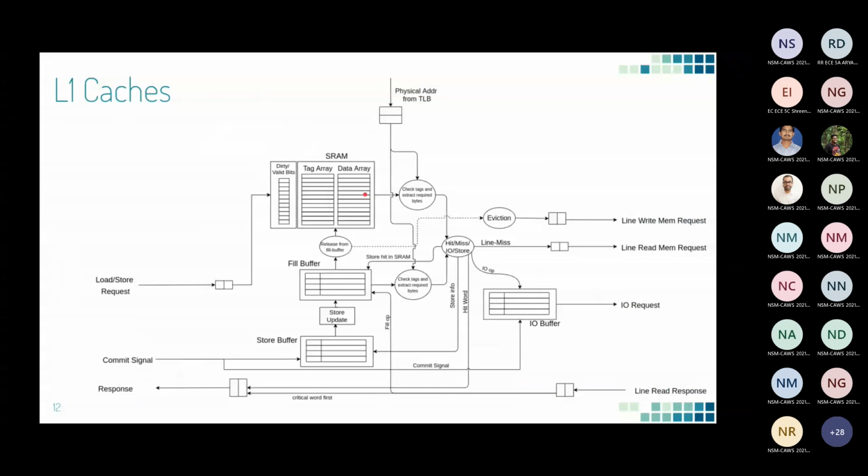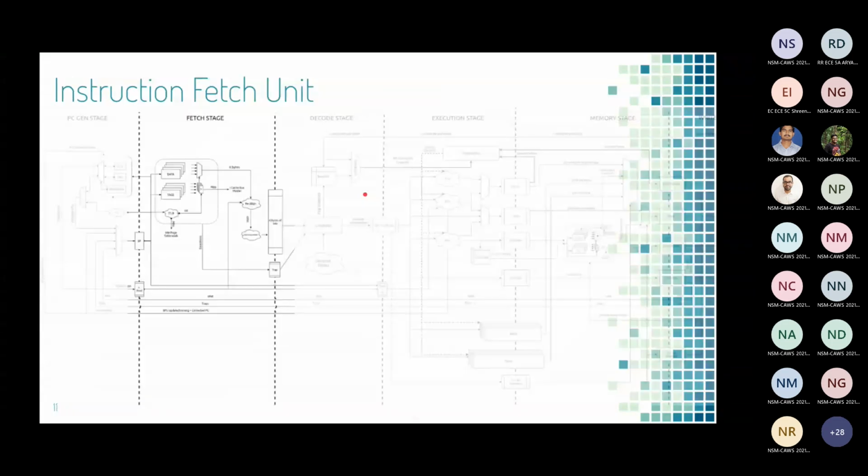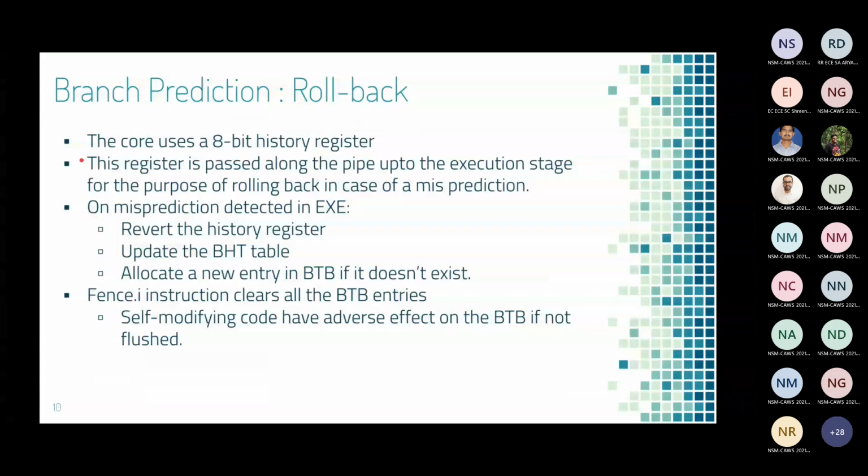This prediction would happen at which stage? I think it should be decode, right? Because before that, we don't know whether it's a branch or what kind of instruction it is. It's in the PC gen stage, right? So your BTB holds those entries.